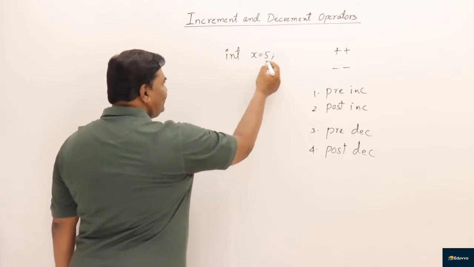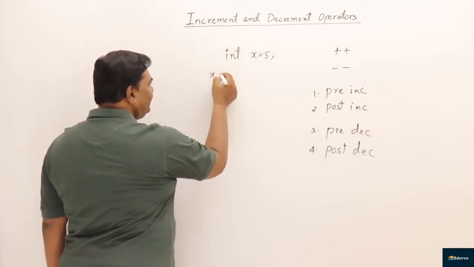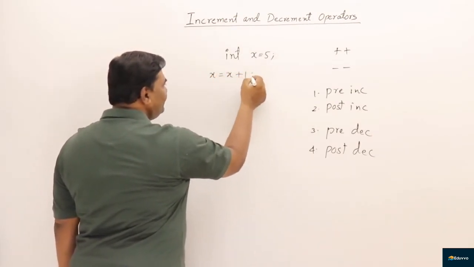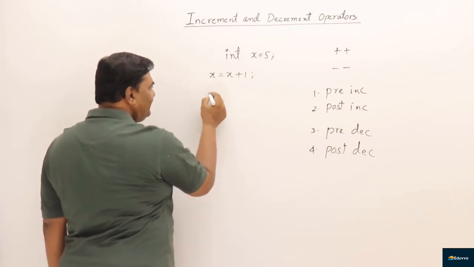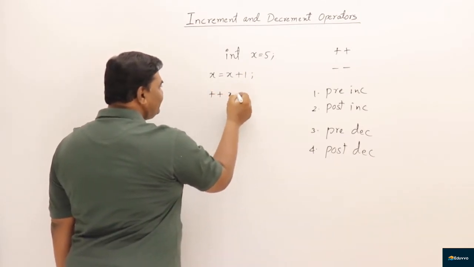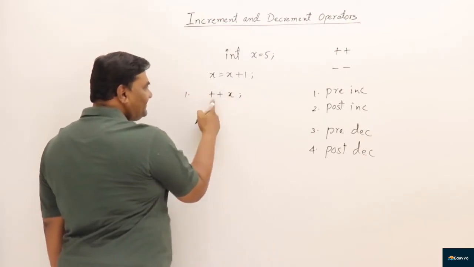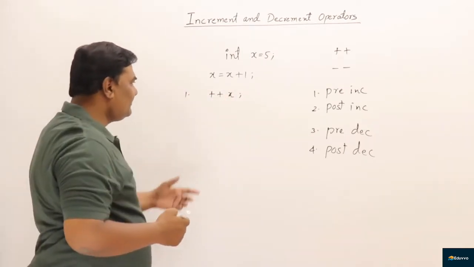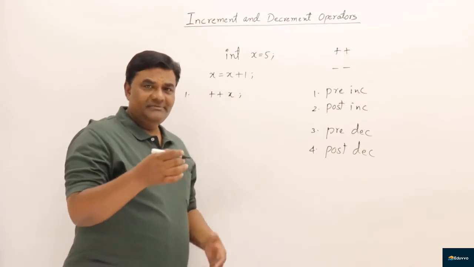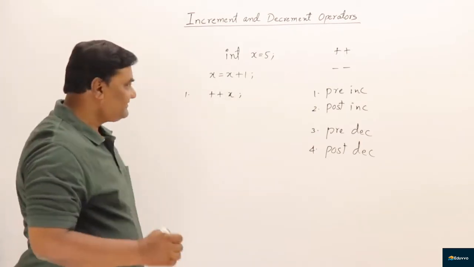For the value of x as 5, instead of writing x = x + 1, which will increase the value of x, we can write ++x, and this is pre-increment. So ++ is written before x, so this is called pre-increment. What does it mean? I'll explain next. But first of all, let us understand.